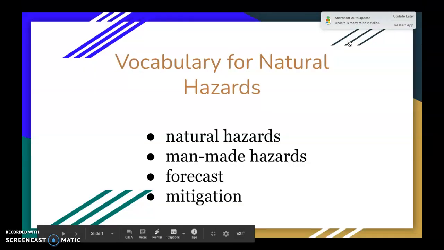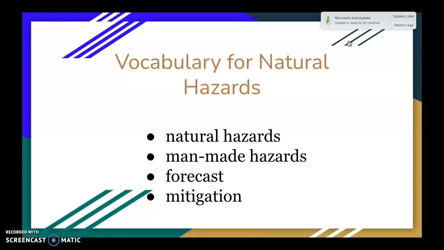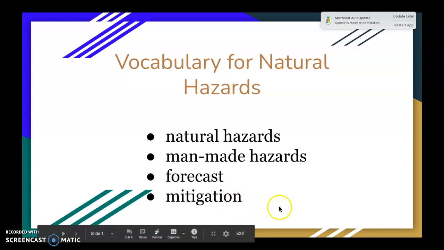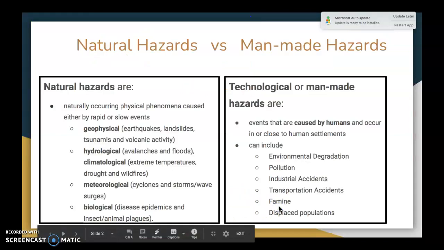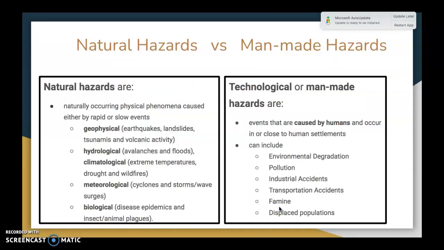Today we're going to talk about some key vocabulary words regarding natural hazards. First word is natural hazards. Second one, man-made hazards, forecasting, and mitigation. Now, when we compare natural hazards to man-made hazards, there is a distinct difference between the two.